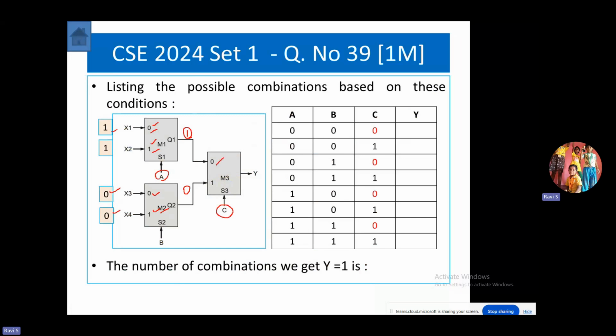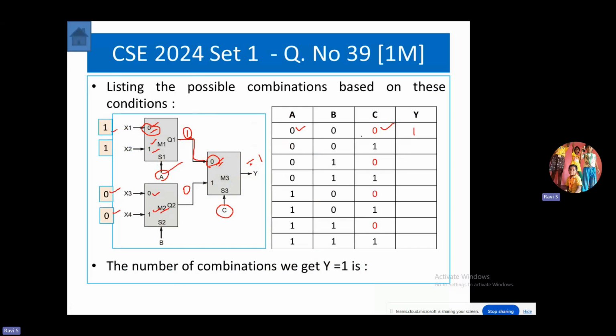If C is going to be 0, then definitely irrespective of the value of A, output is going to be logic 1, because selecting 0 as input for multiplexer M3, it is going to select output of multiplexer M1. So we need to consider the first combination, C input as 0.